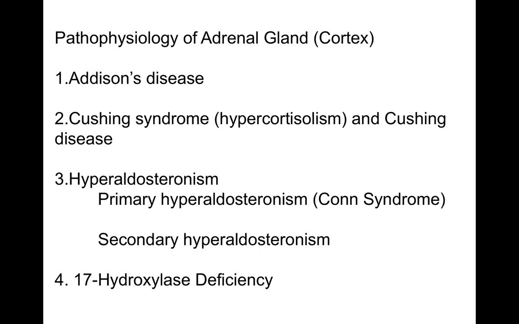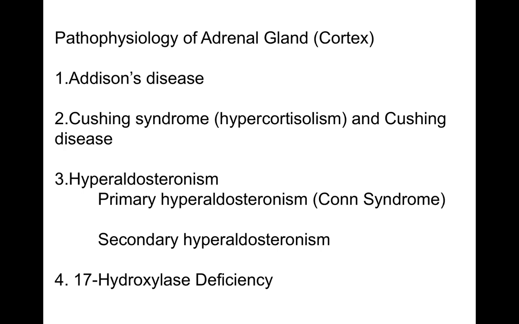Just to let you know, it's called Addison's disease because it's named after Thomas Addison, an English physician who originally classified this disorder, and hence the name. Addison's disease is basically when there is insufficient production of cortisol. So adrenal insufficiency. There is less cortisol produced.